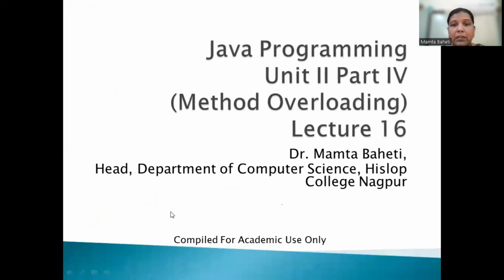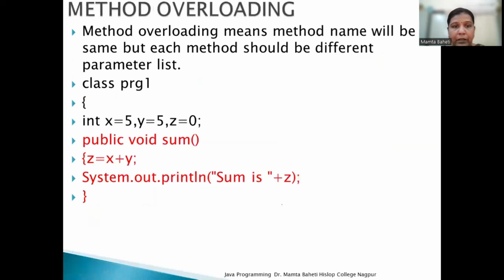Now we will see what is method overloading. Method overloading means, like we have done earlier, function overloading. Function overloading means same name but with a different set of parameters or different return types will be there in method overloading.